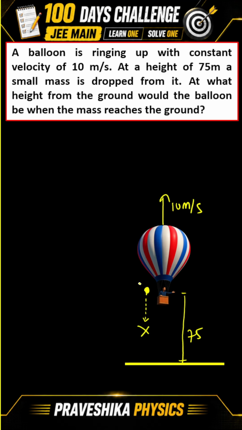So generally the student thinks that once the small mass is dropped, it should start moving immediately downward, but this is incorrect. So how will the path of the stone be? It will be moving upward along with the balloon to a certain height, then it will come downward. Why does this happen like this?